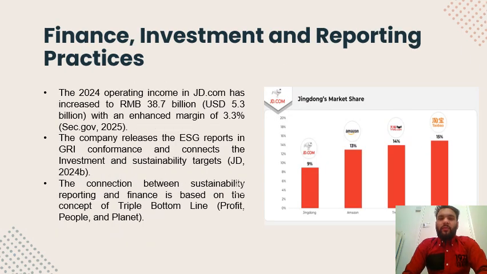If we talk about finance, investment, and reporting practices, the 2024 operating income of JD.com has increased to RMB 38.7 billion, USD 5.3 billion, with an enhanced margin of 3.3%. This slide describes the financial and reporting. JD.com's financial stability is observed in 2024 because operating income is RMB 38.7 billion and the margin shows improvement. The ESG report demonstrates that JD.com is candid when it comes to environmental and social investments.